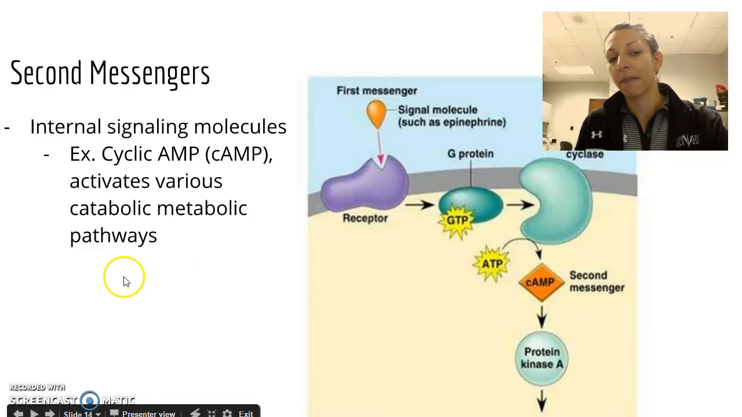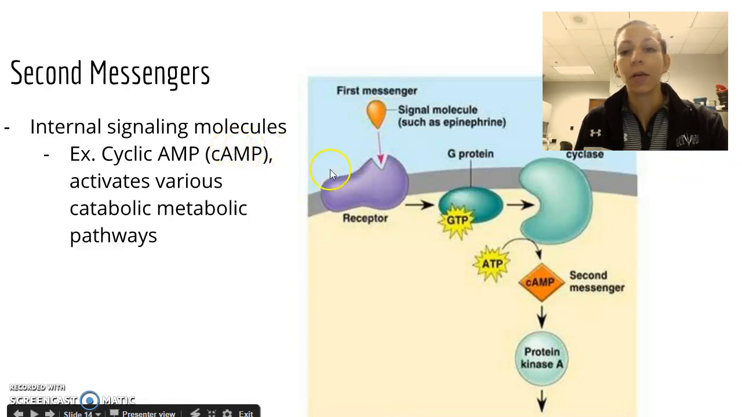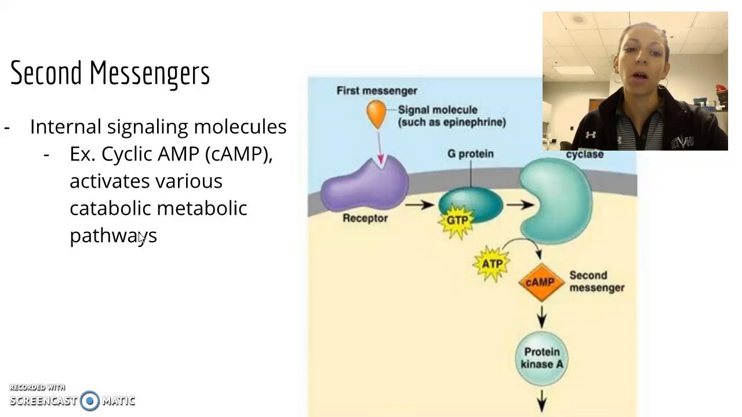So let's talk about second messengers. We have our first messenger, which is the original signal molecule. That's our ligand. And then it will activate our receptor, which will then activate our other protein, which might activate an enzyme here. And then we will have our second messenger generated or turned on that can go activate another protein within the cell. So cyclic AMP is one of the examples of these. These are internal signaling molecules that are going to activate various catabolic metabolic pathways within the cell.